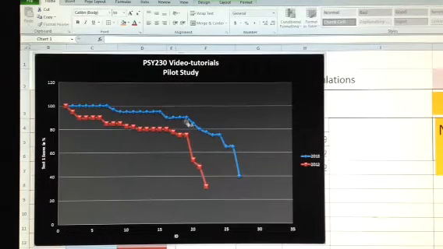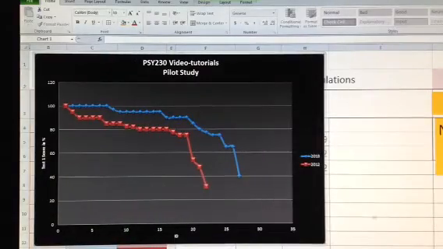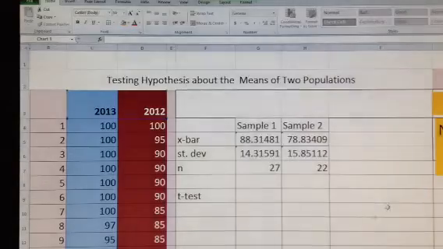With the blue line, we have the scores of my students in year 2013. These scores are partially the result of video tutorials. And with the red line, we have the scores of my students in year 2012. In year 2012, I started using video tutorials after the second test, so before the first test, students had no video tutorials at all. And as you can see, there is a difference in 2013. The blue line students are performing better. The question is: is this performance statistically significant?